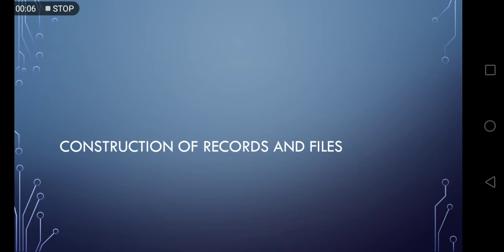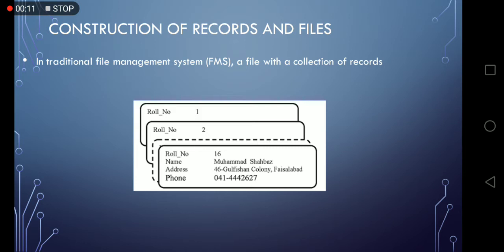Our today's topic is construction of records and files. In traditional file management system FMS, a file with a collection of records is shown in the following figure. You can see the record of roll number 16, roll number 2 and roll number 1, which contain the data of roll number, name, address and phone number of roll number 16, roll number 2 and roll number 1. File: a collection of related records treated as single unit is called file.